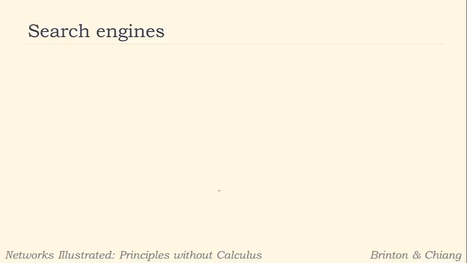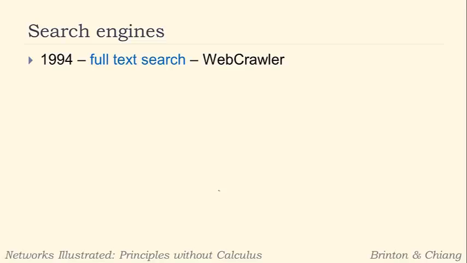So now let's take a look at search engines and how they came to be. In doing this, we'll see how Google is really distinct from other search engines and in what they're able to do and what they offer. So in 1994, that's when the idea of full text search started to happen.